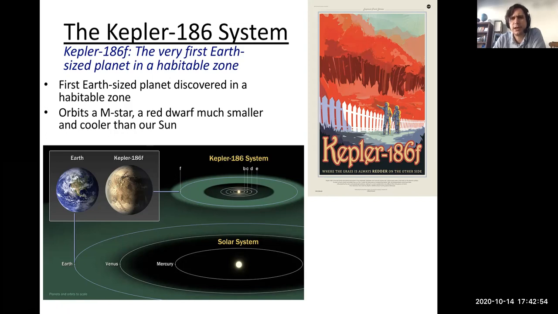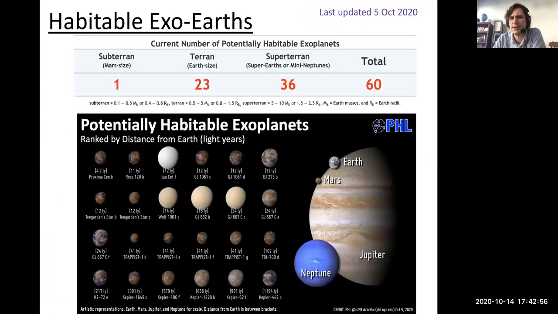Which makes you wonder, how many of these habitable Earths have we discovered so far? So we've discovered one that's going to be Mars-sized, what they might call sub-Earth sized. 23 that are Earth-sized. 36 that are super Earths, whether they are terrestrial, ocean worlds, or maybe mini Neptunes is unclear. But that gives us a total of 60 as of October of this year that we've discovered of worlds out there that are technically within their habitable zones.